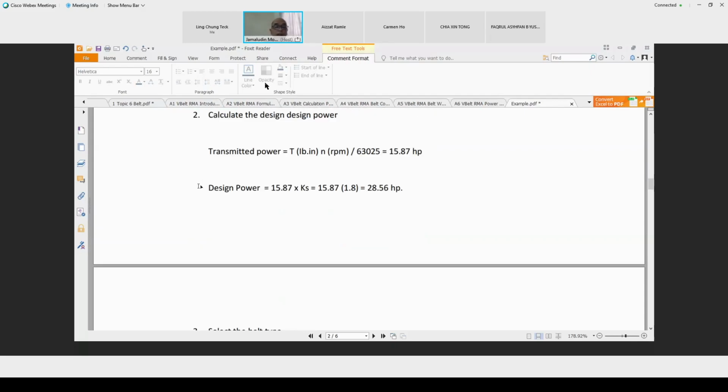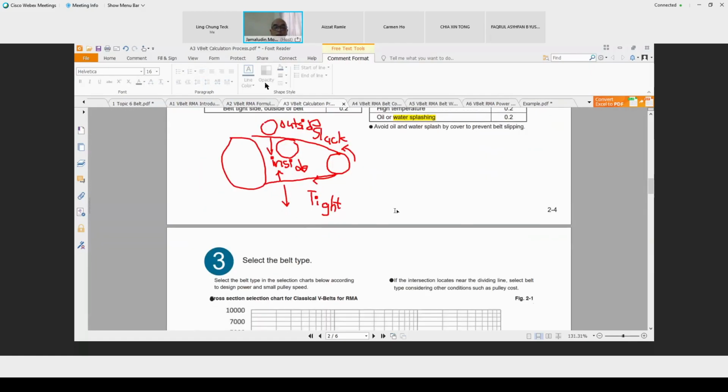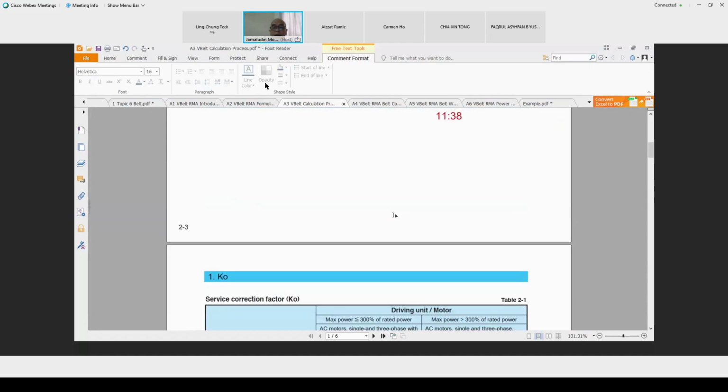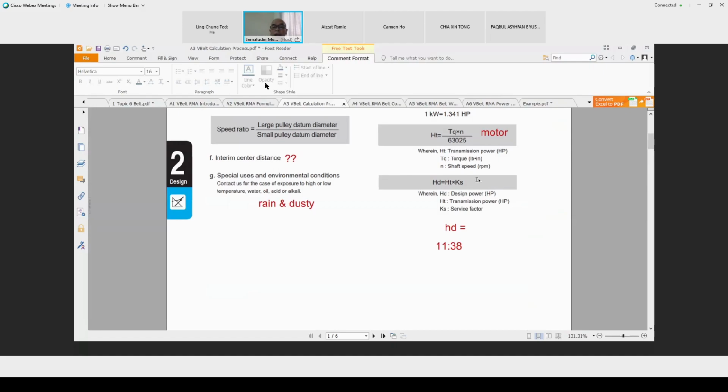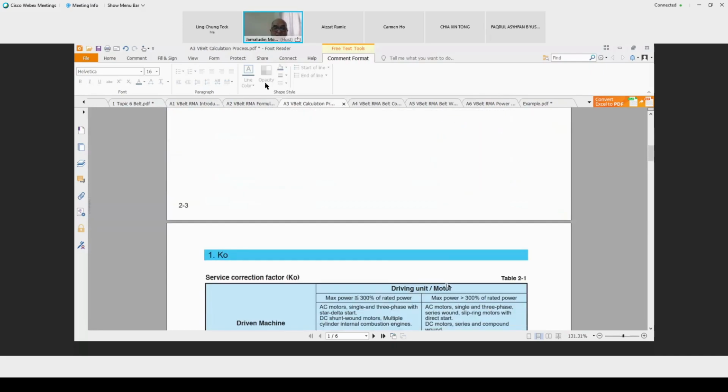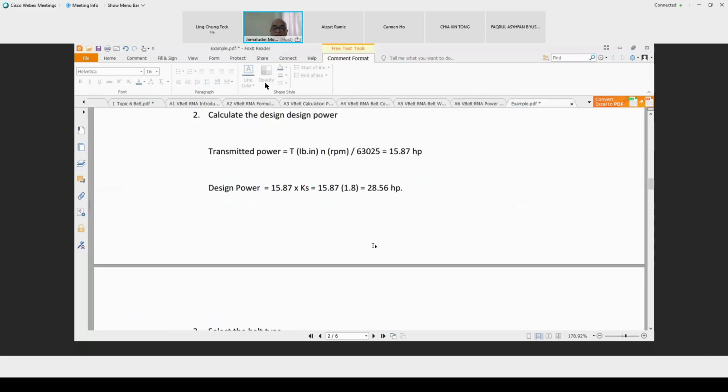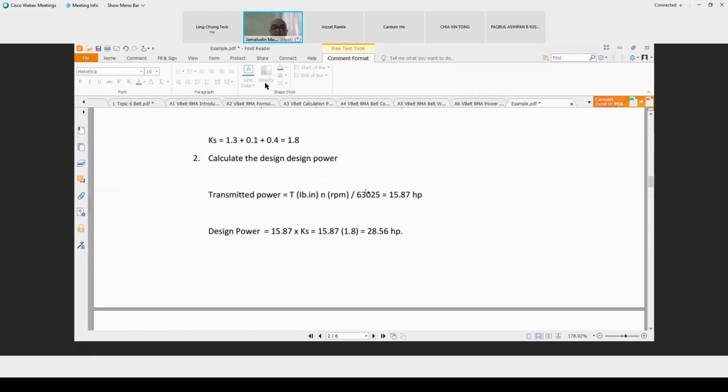Right, that will be our design power. Okay, that is the end of the... meaning that, even though we have this power in the design here, to make it safe, we consider this value. That's what it means. Even though the actual motor power is 15.87, in the analysis of the belt we are using this power. That means when you do the design, the power is going to be larger than the actual power. That's why we're going to be safer.